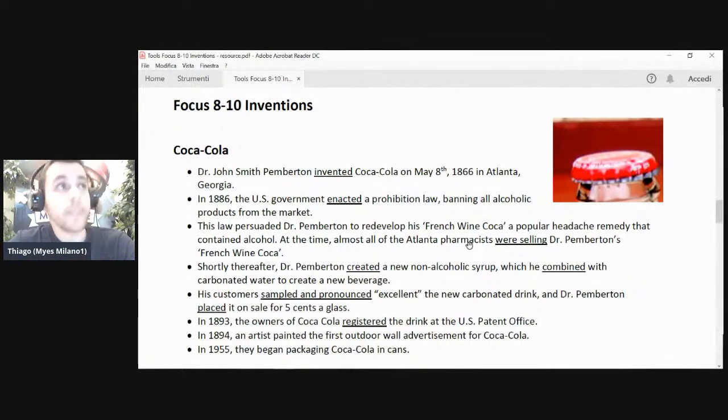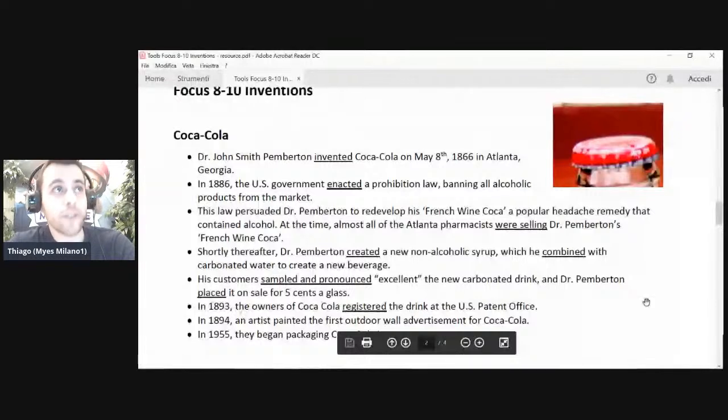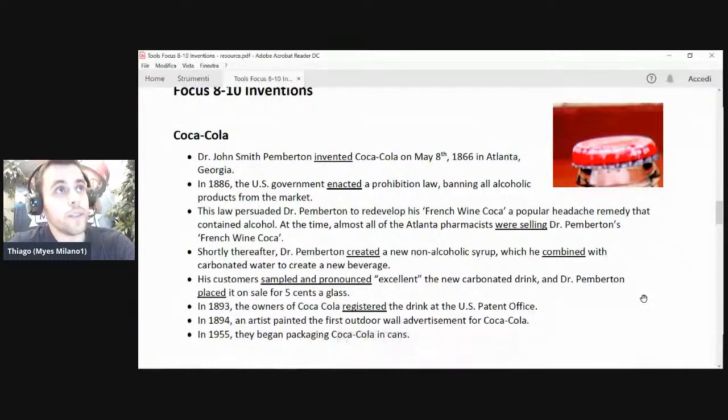We have his customers sampled and pronounced excellent the new carbonated drink, and Dr. Pemberton placed it on sale for 5 cents a glass. So the new carbonated drink was sampled and pronounced excellent, and it was placed on sale for 5 cents a glass. In 1893, the owners of Coca-Cola registered the drink at the US Patent Office. So in 1893, the drink was registered at the US Patent Office.